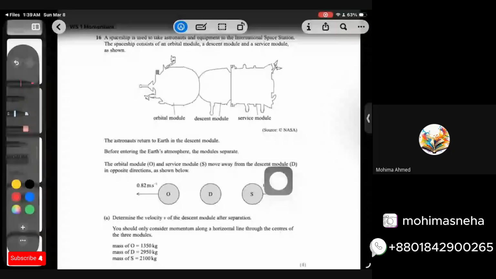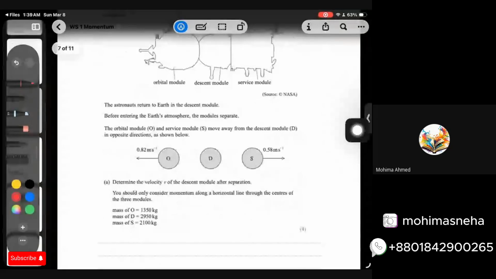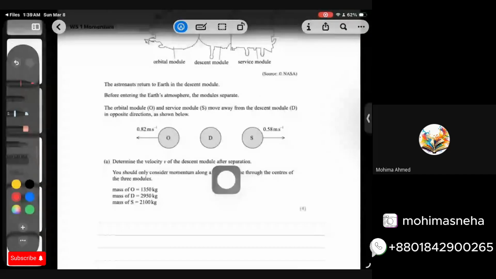Before entering the Earth's atmosphere, the modules all separate. The orbital module O and service module S move away from the descent module D in opposite directions as shown, and determine the velocity V of the descent module after separation. Okay, I need to find out the velocity of this after the separation. All of their masses are given, and their velocities are given, right?